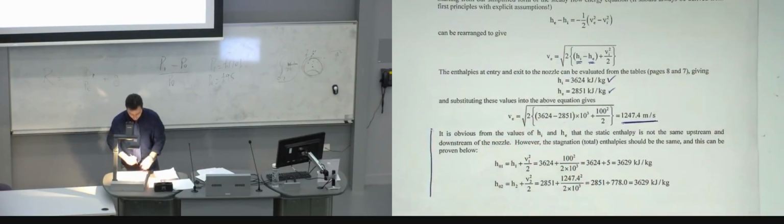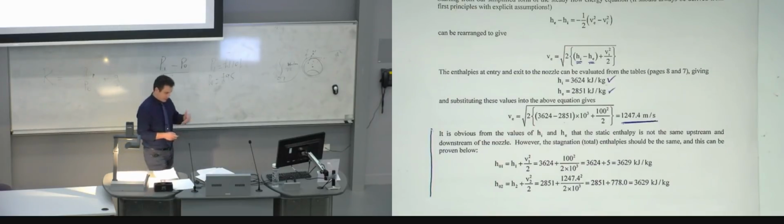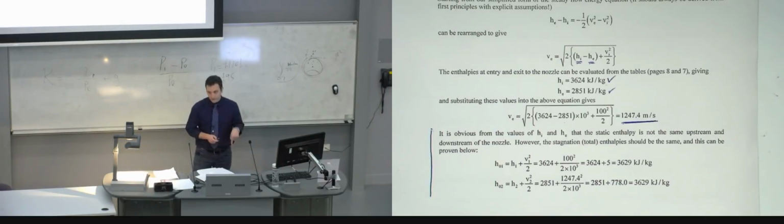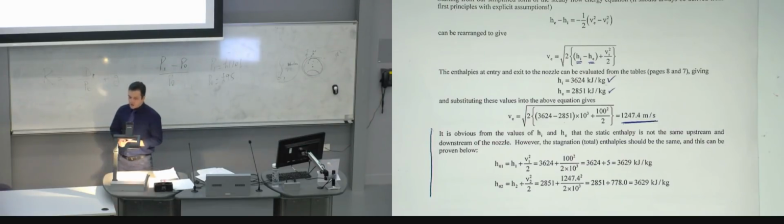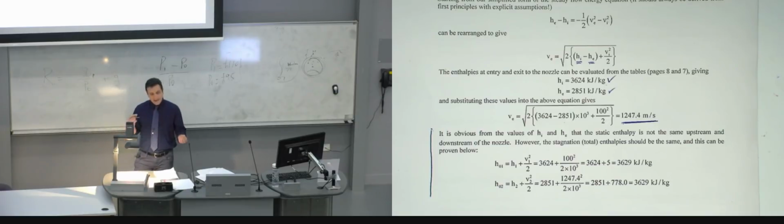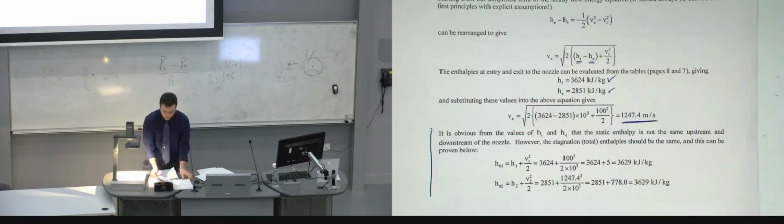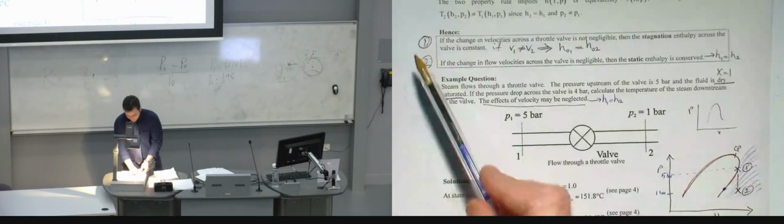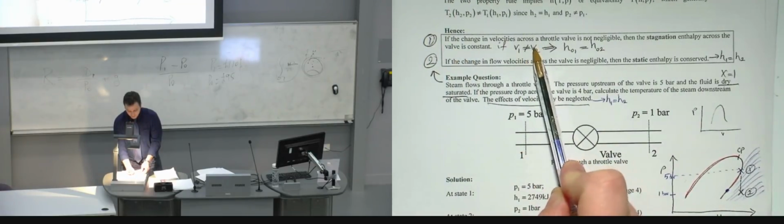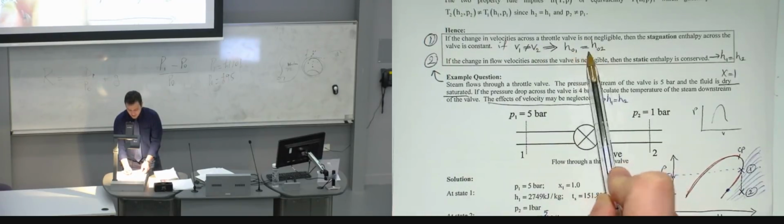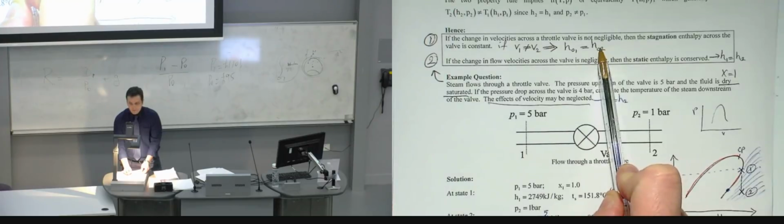This is essentially something you don't have to do, but it's actually a good check. Remember the valve scenario where the two velocities weren't the same. In the last lecture I said you could have two scenarios. Let me show you those two options on page 5.9. If you do not have the same velocity before and after the valve, or in this case the nozzle, then the stagnation enthalpy has to be equal at both points.